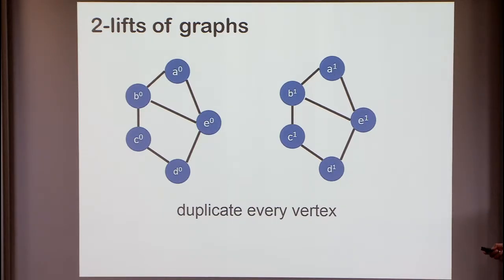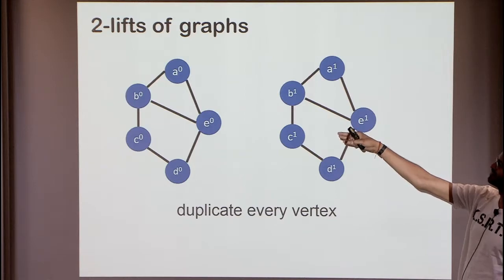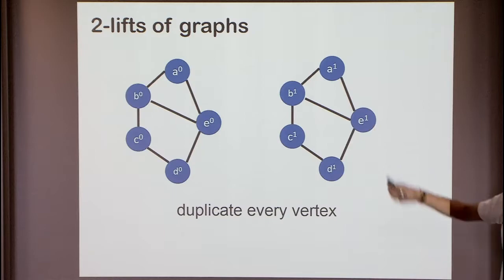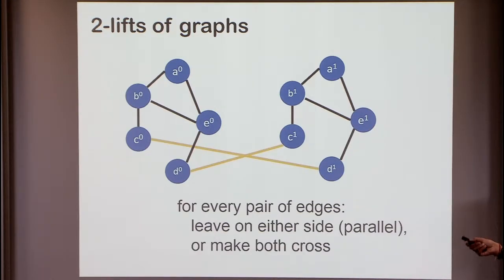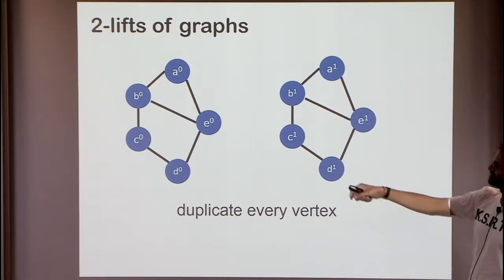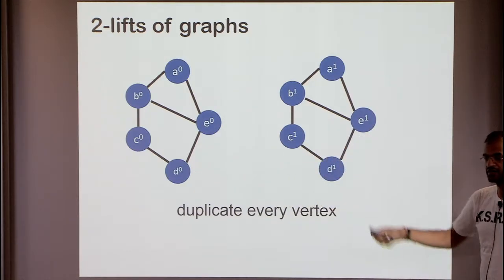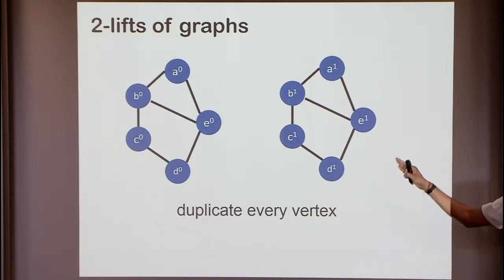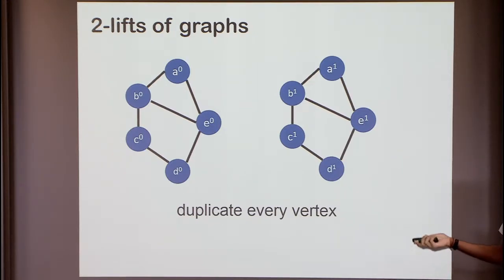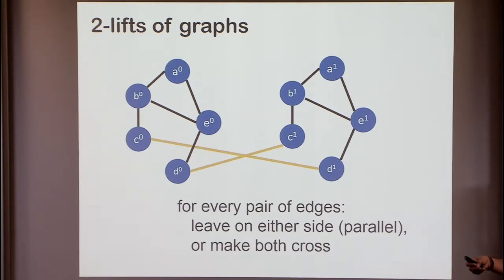And now what you do is, there are two copies, and each vertex has A0 and A1. So each node now has two copies. Now you look at each edge. If I look at the edge CD, there are two copies, C0 D0 and C1 D1. Right now the edges are parallel. You either leave each edge parallel or you cross the two edges. So you make this binary decision for each edge. You either leave it as C0 D0, C1 D1, or you cross it and make it C0 D1, D0 C1.